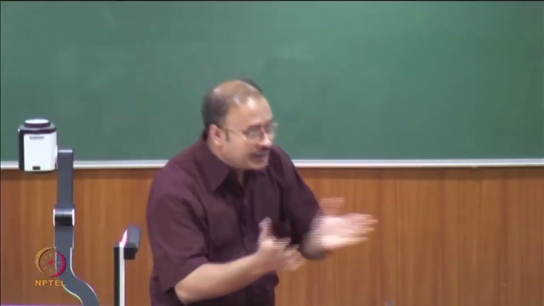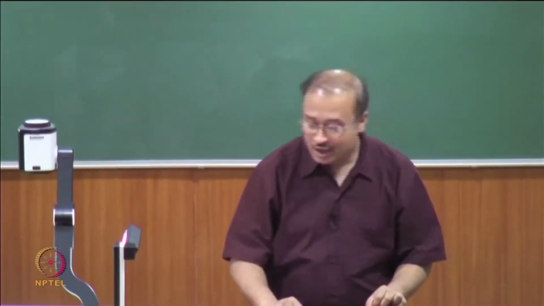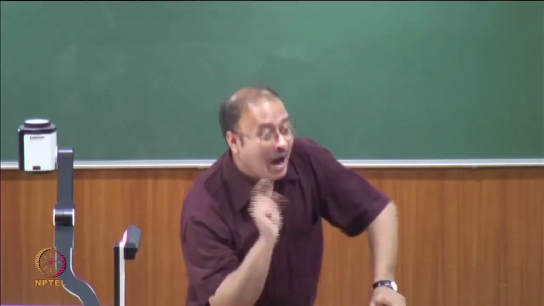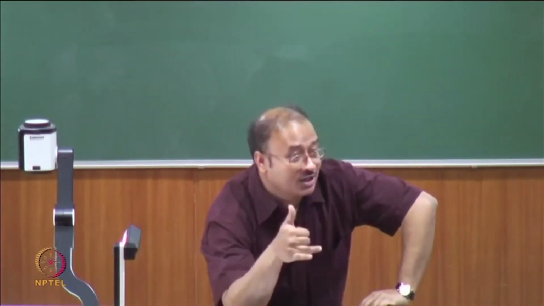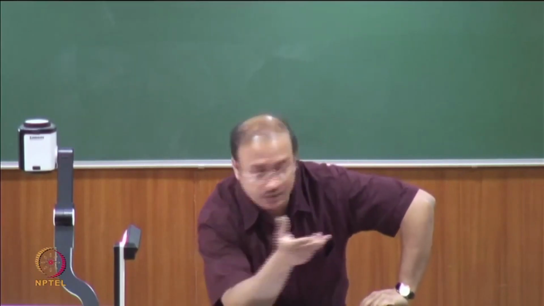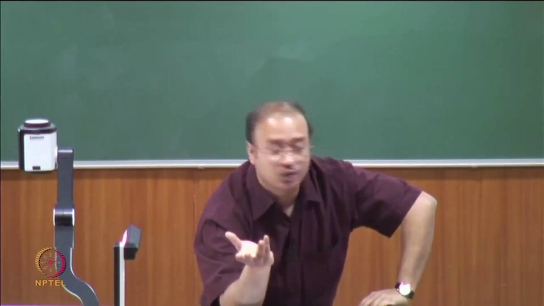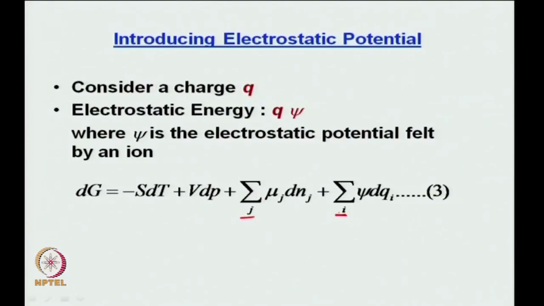Okay, j might refer to any species, right? Then what about i? i will only refer to charged species, right? Because remember, you have dqi. If it is not charged, then dqi essentially is 0 for that. There is no charge difference anyway. It's a neutral molecule. It's not a charged molecule.